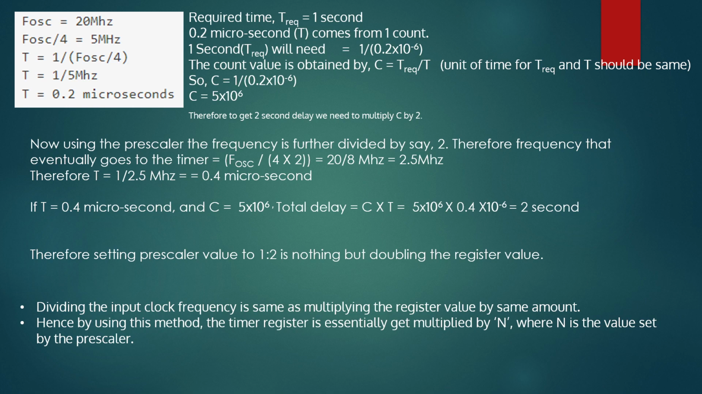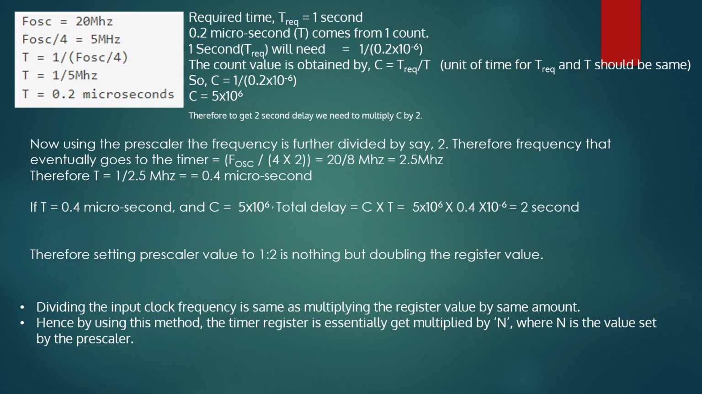Now if you need a 2 seconds delay, what do you need to do? It's simple. You just multiply the value of C by 2. So that will be 10 into 10 to the power 6. That's quite a high value. Here the prescaler plays its role. Using the prescaler, the frequency is further divided. Say here we consider by 2. It can be by 4, by 8, or by 16.